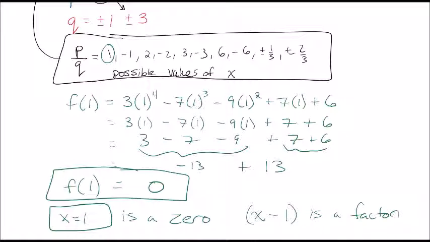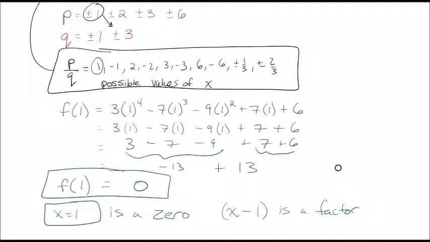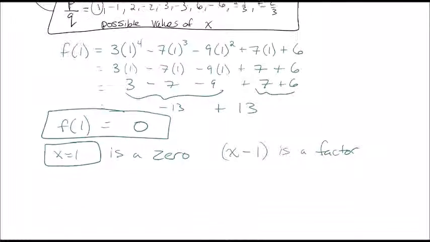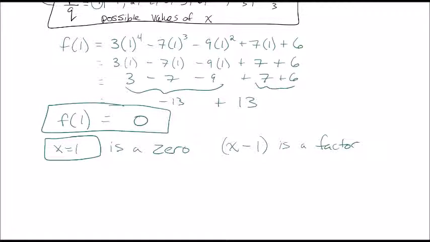So in order to figure out some of the other zeros here, I'm going to synthetically divide my original equation by the 0 that I just found. So for synthetic division here, I'm going to go ahead and put my 1 in that box. I bring down the coefficients of my function.